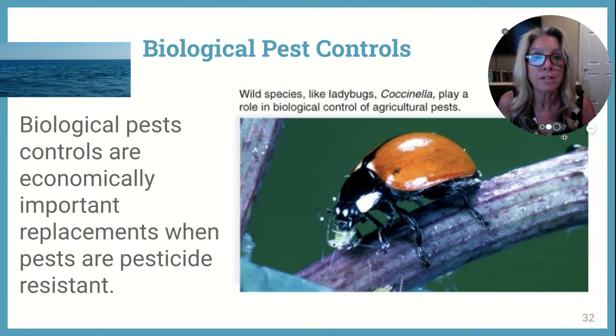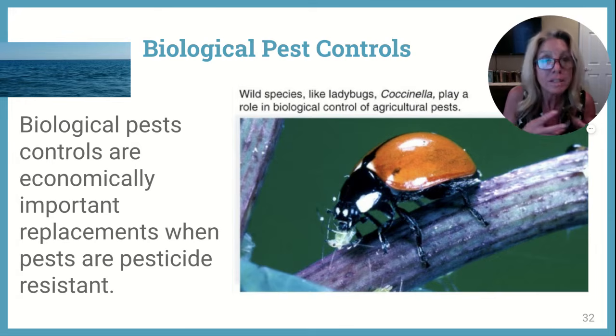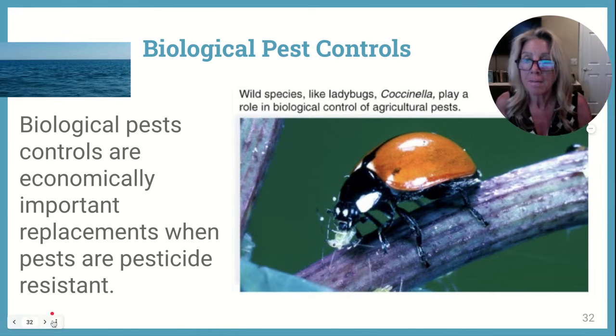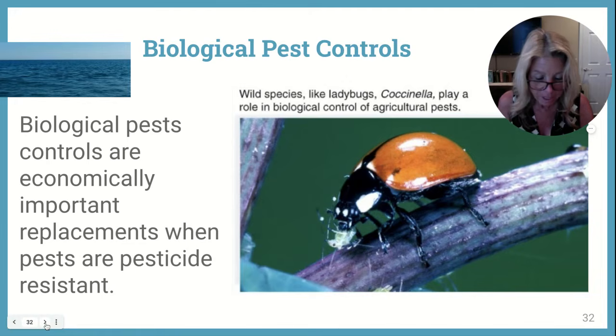Additionally, biological pest controls. We need biodiversity because there are some species that we use to help us be replacements when pests become pesticide resistant. So we can use a living organism to help us control those pests, but very carefully. And you have everything for that on your notes.